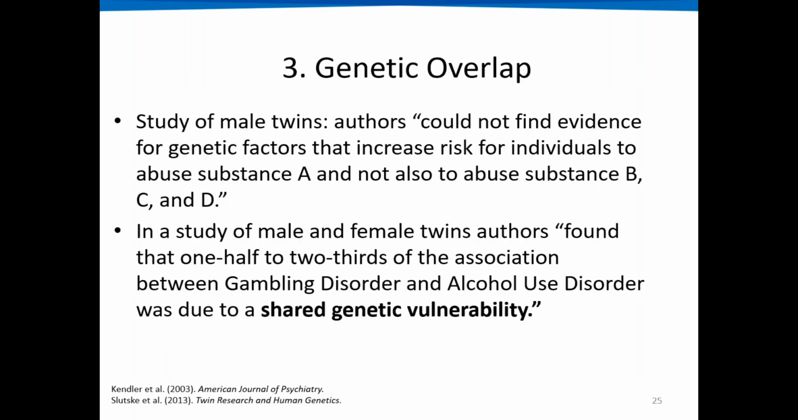The third area of research concerns genetic overlap. In a study of male twins, Kendler and his colleagues in 2003 could not find evidence for genetic factors that increased risk for individuals to abuse substance A and not also to abuse substance B, C, and D. So this indicates that genetic risk is not specific, but it's more general across substances. And then more recently, Wendy Slutsky and her colleagues in a study of male and female twins found that 1/2 to 2/3 of the association between gambling disorder and alcohol use disorder was due to a shared genetic vulnerability.